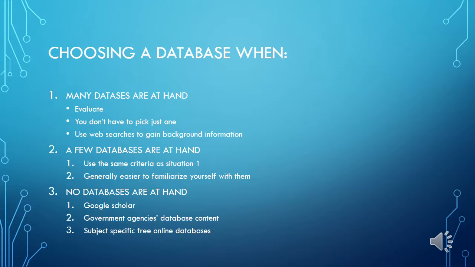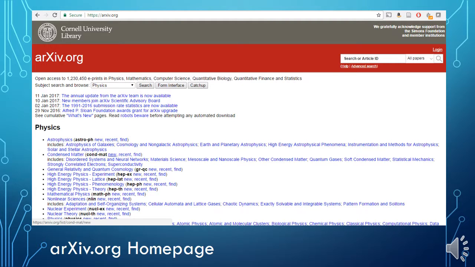Cytopia.org, Sightseer, the Lista, which is the Library and Information Science Technology web database, World Bank database, and many, many, many more. Here is just an example of archive.org's homepage, which is a free online database. Archive has e-prints in areas of physics, plus some of mathematics, computer science, quantitative biology, quantitative finance, and statistics that are available online for free for users.